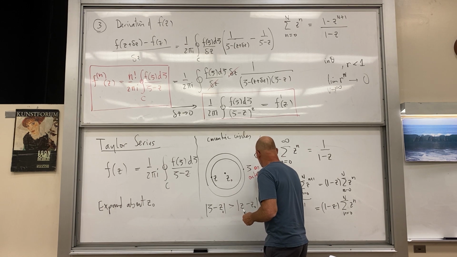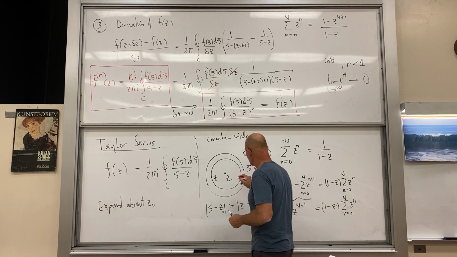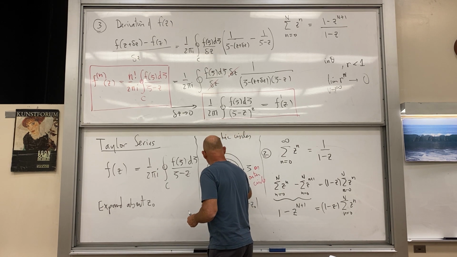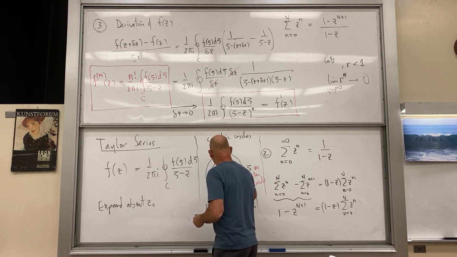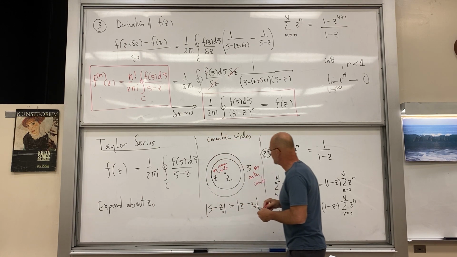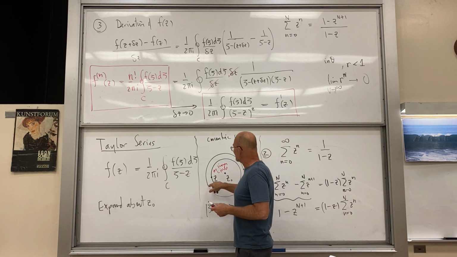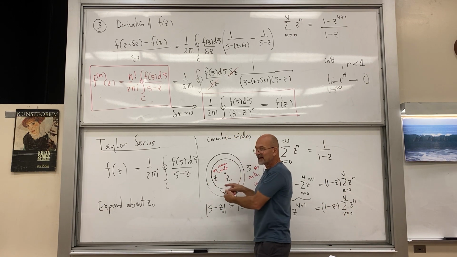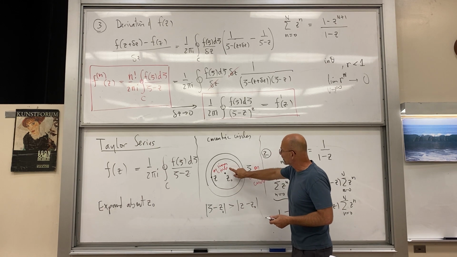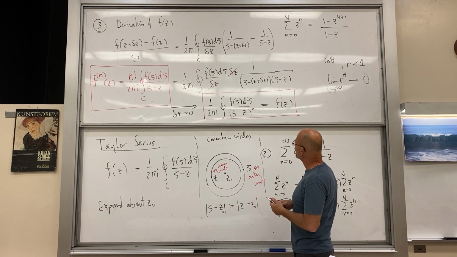So zeta is on the outer circle, z is on the inner circle, which means that zeta minus z naught is always going to be greater than z minus z naught, and this is how we're going to do our expansion.